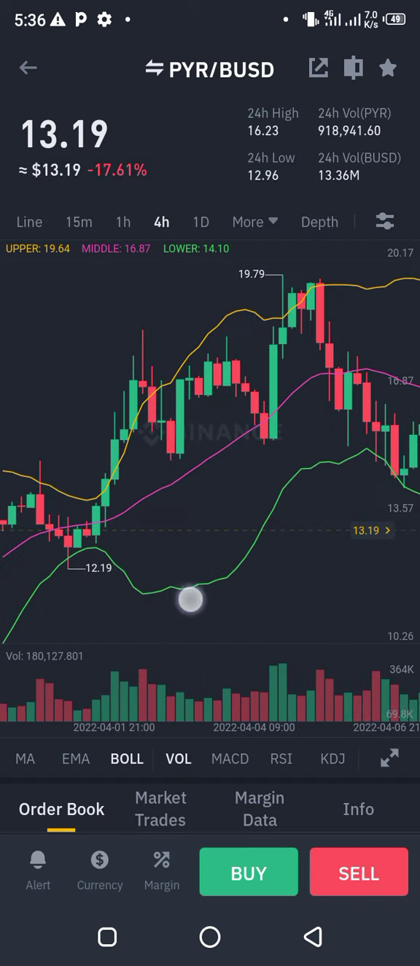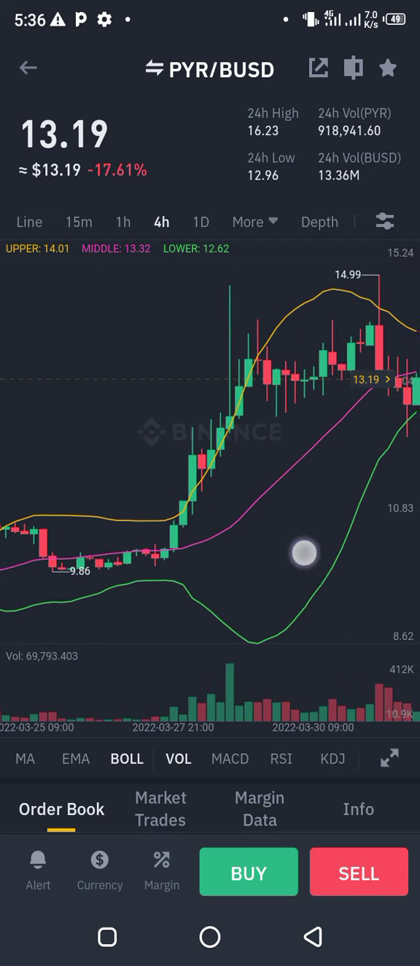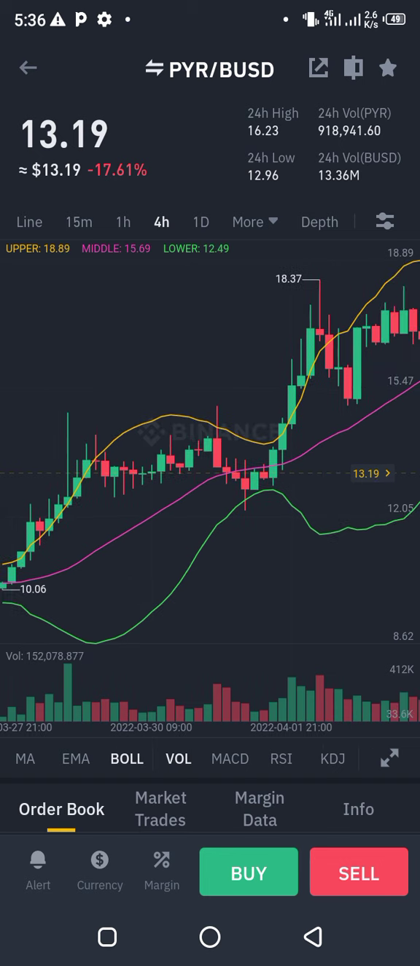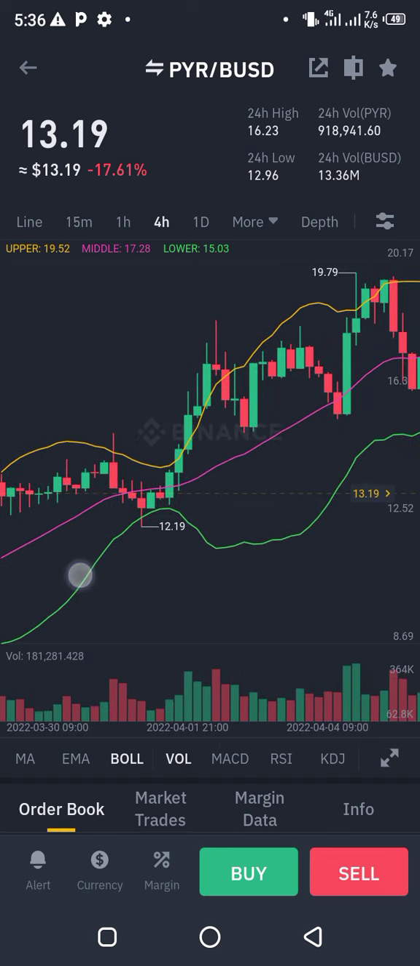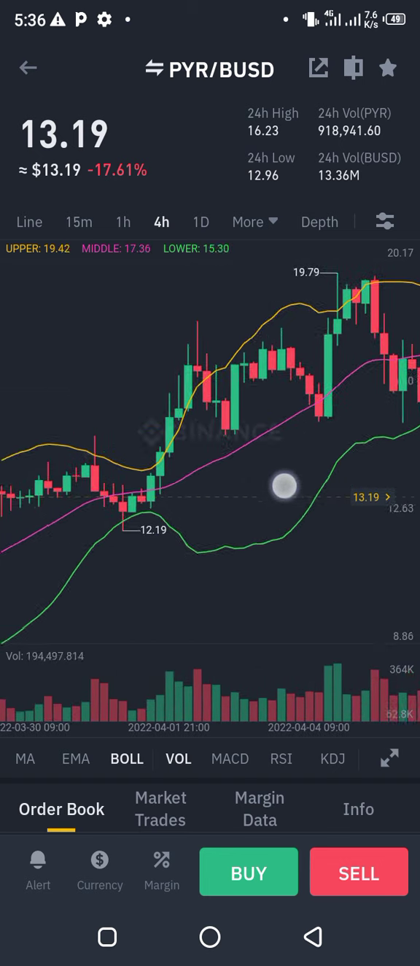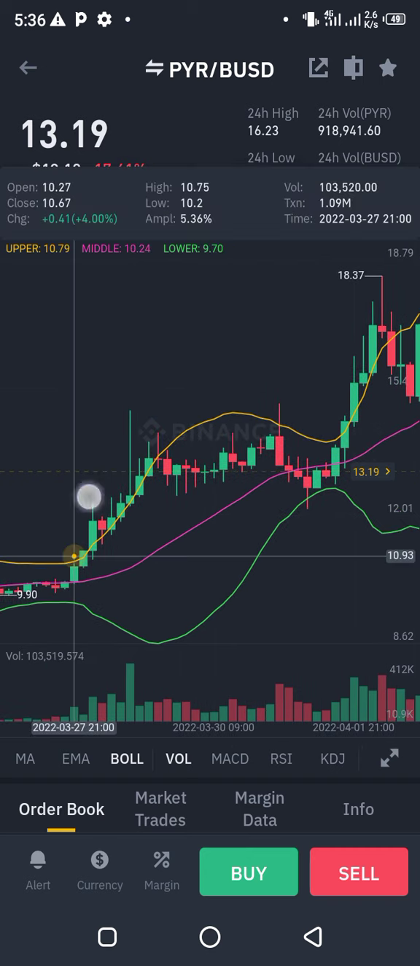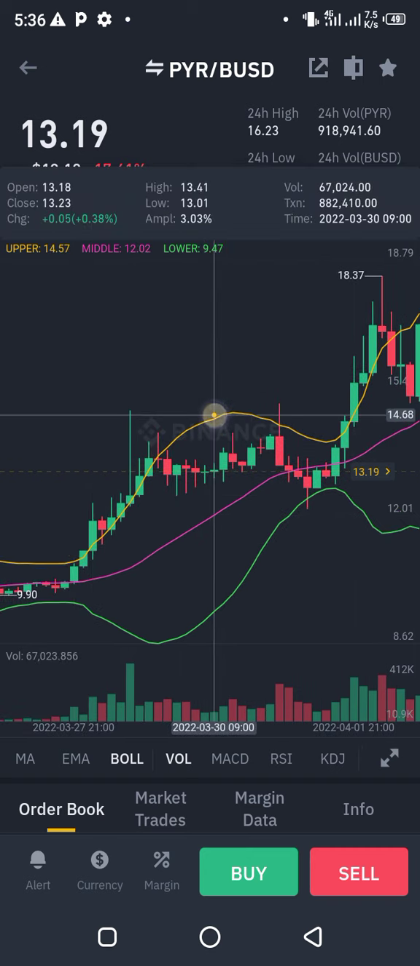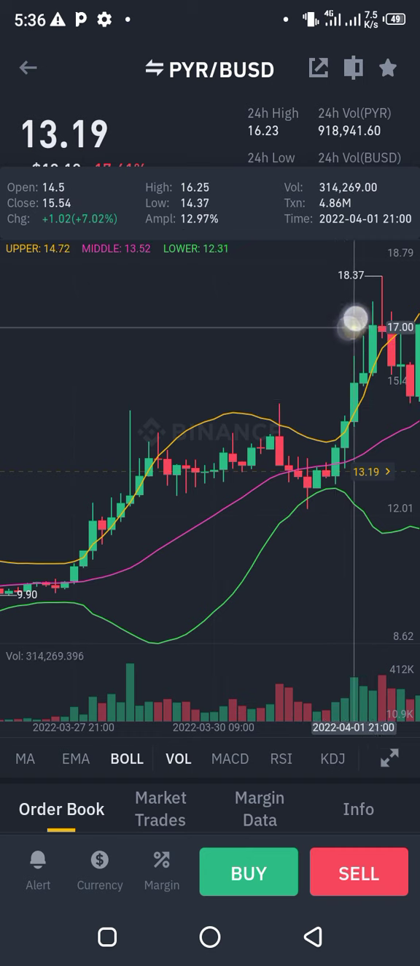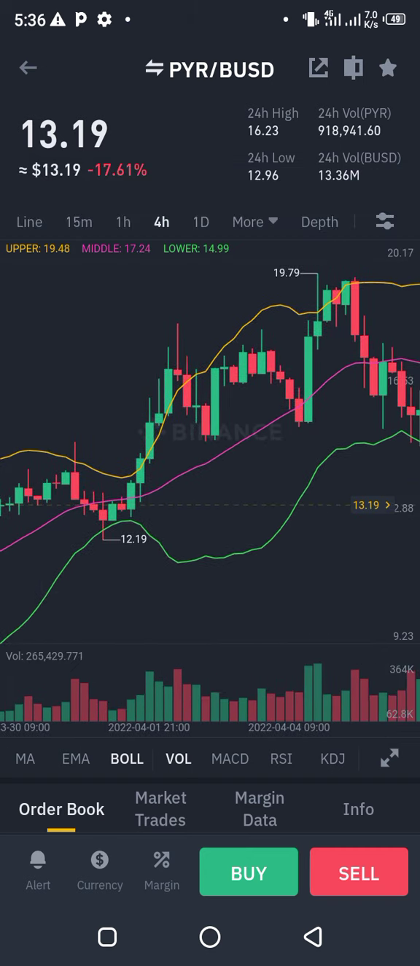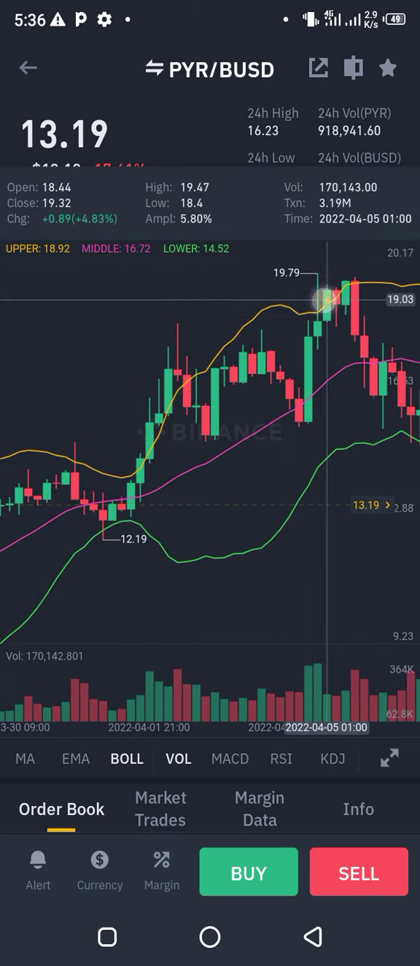Okay, now let's go back to see what I'm saying. You see there was an uptrend, right? There was an uptrend going up. See the uptrend here. Let me use my mouse to show you. Uptrend. See? Uptrend up to this point.